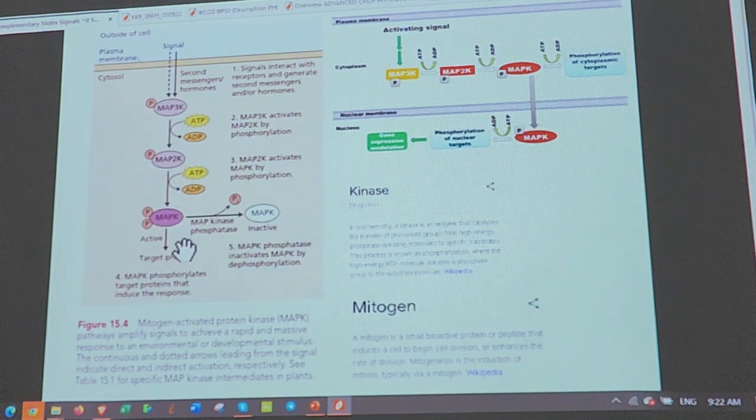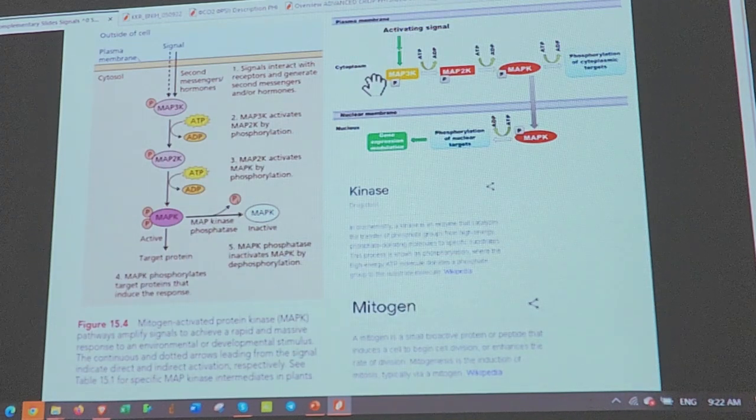So when this protein wants to be deactivated, the phosphatase will come to change it into the inactive form, MAPK. The active form has a phosphate on it. The moment the phosphate is removed, by dephosphorylation through the action of phosphatase, it becomes inactive. When it is inactive, the event of response is not going to happen.